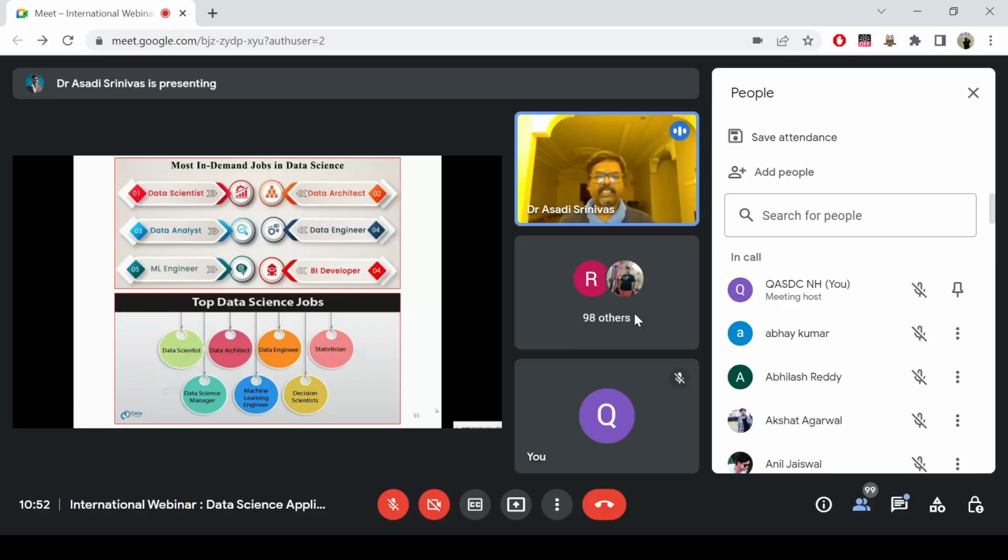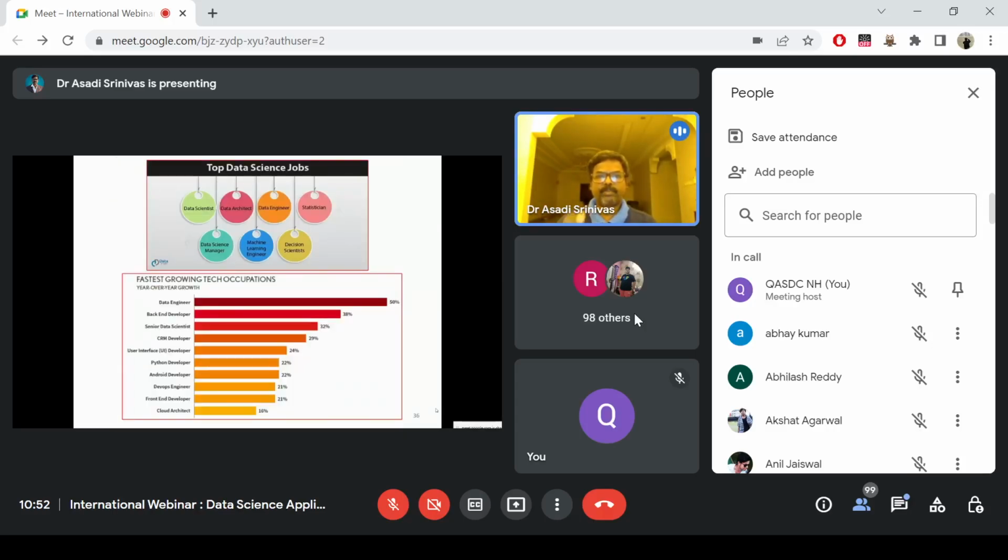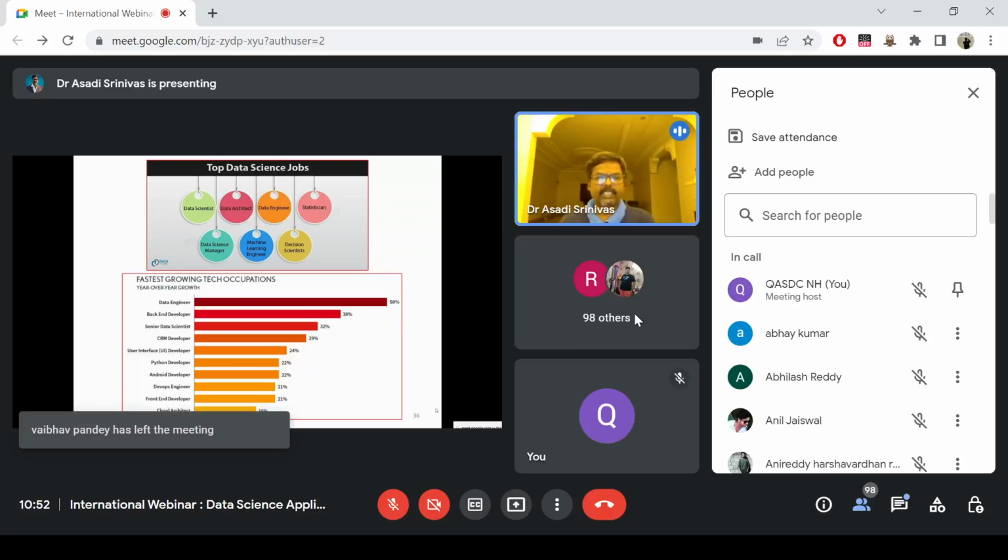Top data science jobs are data scientist, data architect, data engineer, statistician, data science manager, machine learning engineer, decision scientist, etc. Among the fastest growing tech occupations, data engineer has 50% yearly growth and opportunities in the market. What about backend developer, senior scientist, CRM developer? There are various job roles after completion of data science.